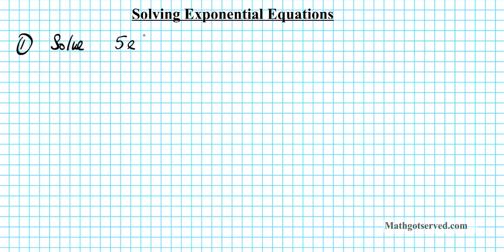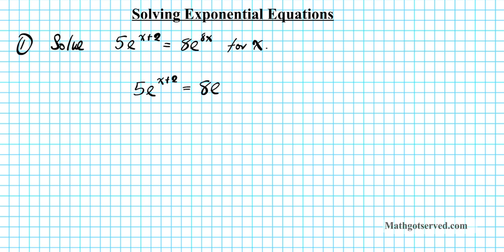5e^(x+2) = 8e^(8x) for x. Okay? All right, so let's copy this down again. We want to solve this exponential equation for x. It's an exponential equation because it involves e.